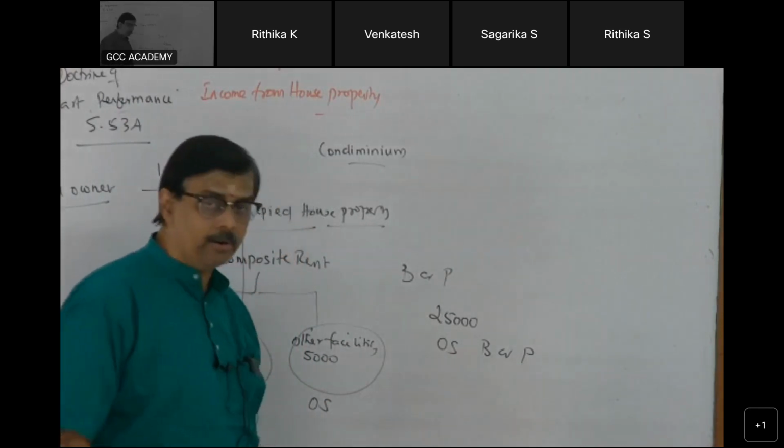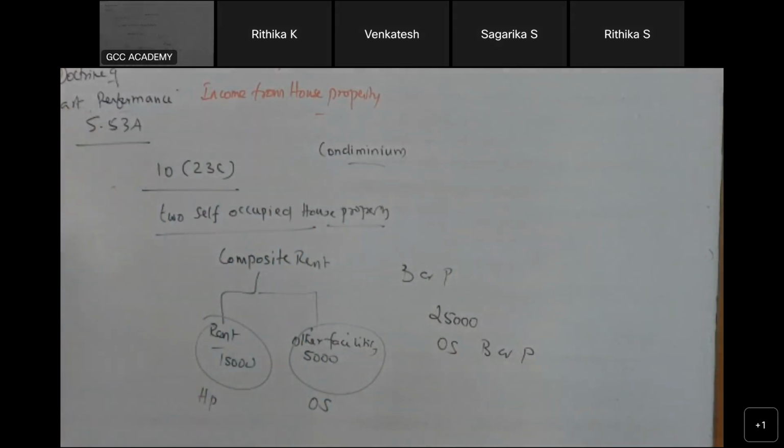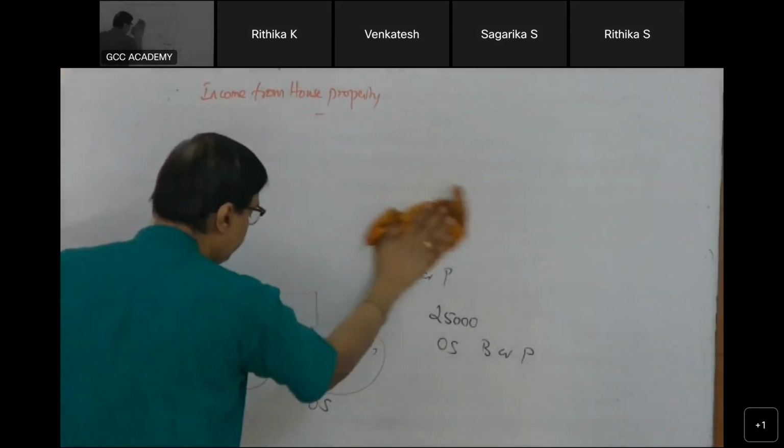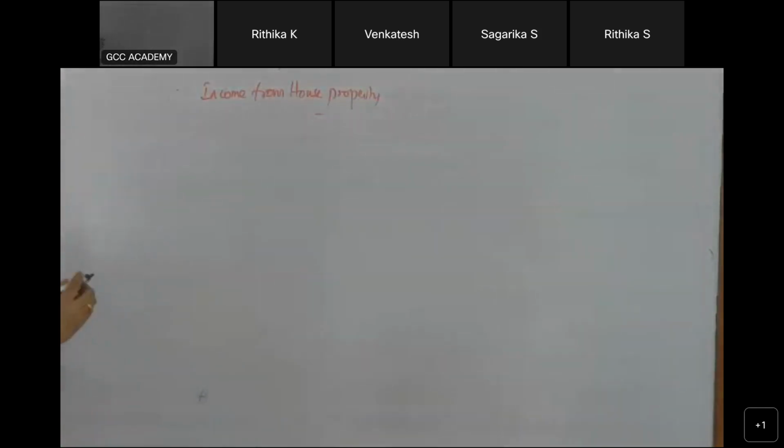Now I'm going to come to an important aspect. Determination of income under house property. How to determine income under house property? Actually speaking, determination of income under house property is very, very simple. You have a concept called gross annual value. Less municipal taxes paid. You will get something called net annual value.